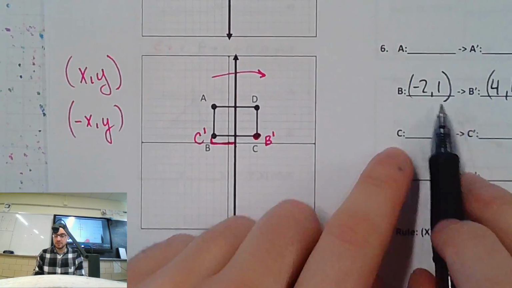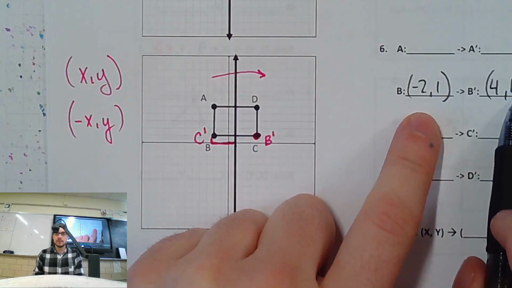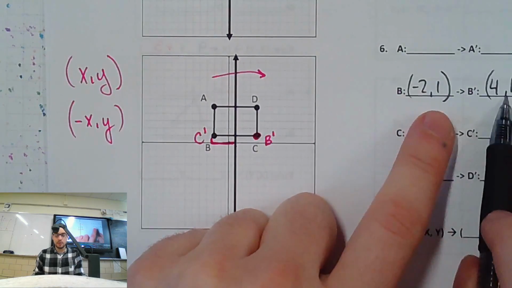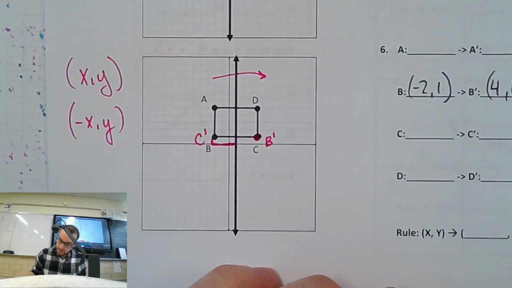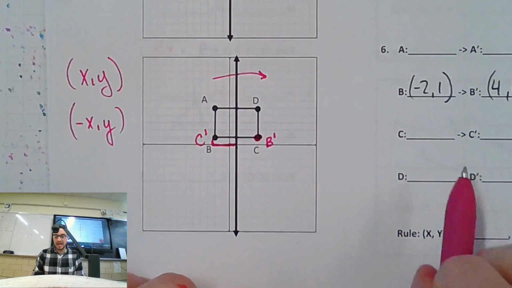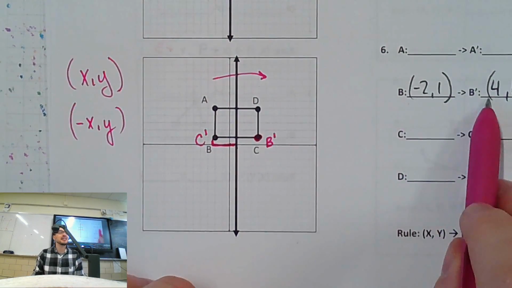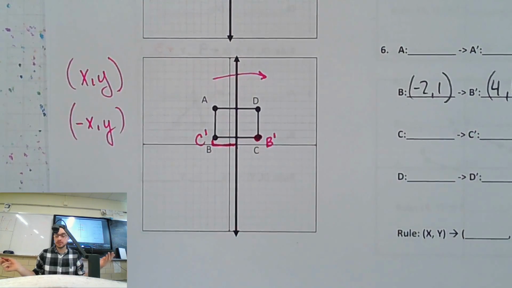Let's take a look at these points right here and try to figure out what the rule is. Looks like we keep the y, right? But something crazy happens to the x. Maybe we add 6. Maybe we times by -2, right? We got some options here. To figure out better, we need to look at other points.